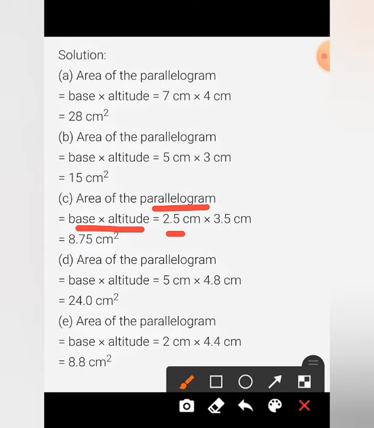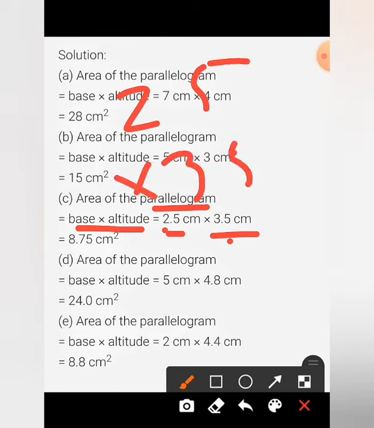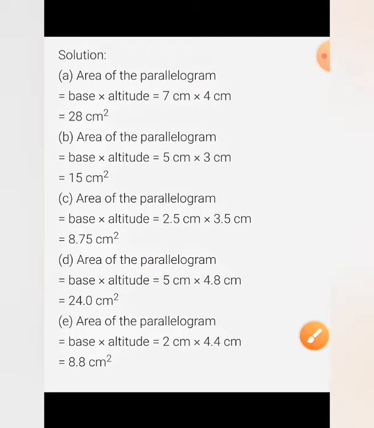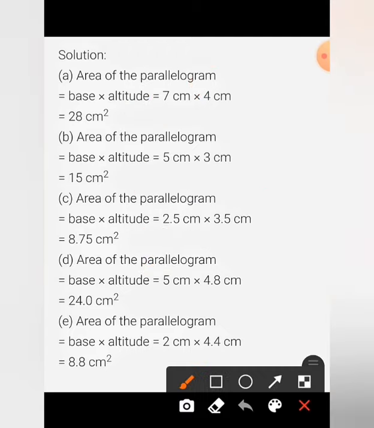2.5 centimeter multiply by 3.5 centimeter. You will multiply these two. Just like simple multiplication, you can multiply 25 into 35 without the decimal point first. Then in the answer, you keep the decimal point after 2 places from the back. So your answer will be 8.75 centimeter square.